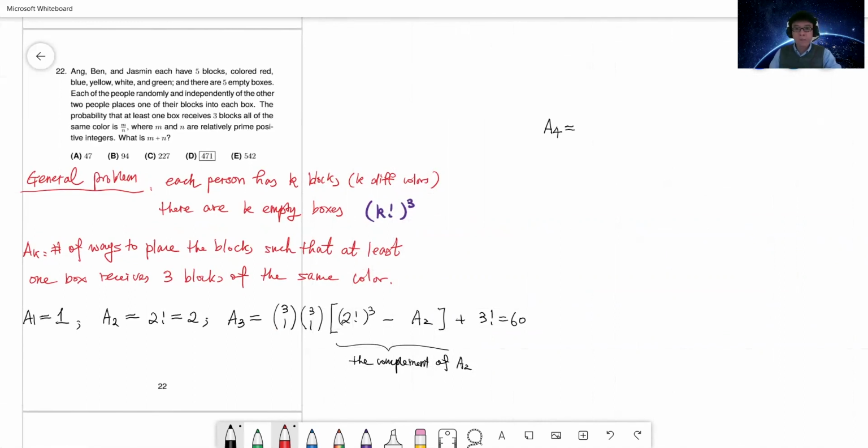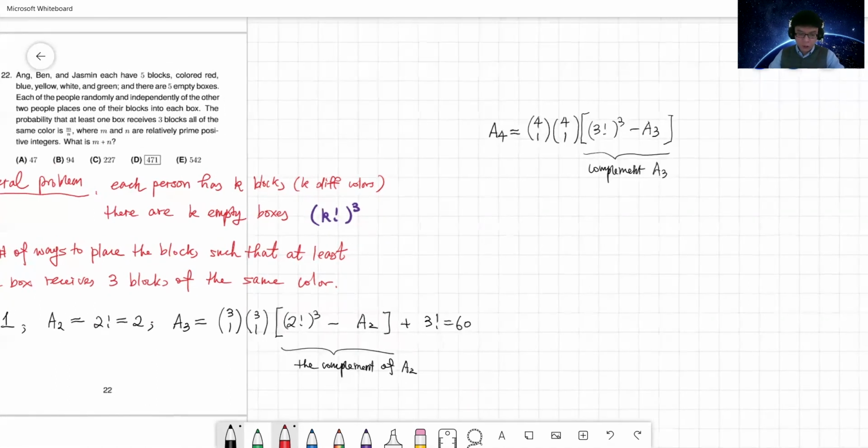Let's still discuss the number of boxes with same color blocks. If it's just 1 box with the same color blocks, we choose which box and which color. That's 4 times 4. For the remaining part, that's the complement of A3, because we only have 1 box with same color blocks. For the remaining 3 boxes, there's no same color blocks. So that's complement of A3, which is 3 factorial cube minus A3.